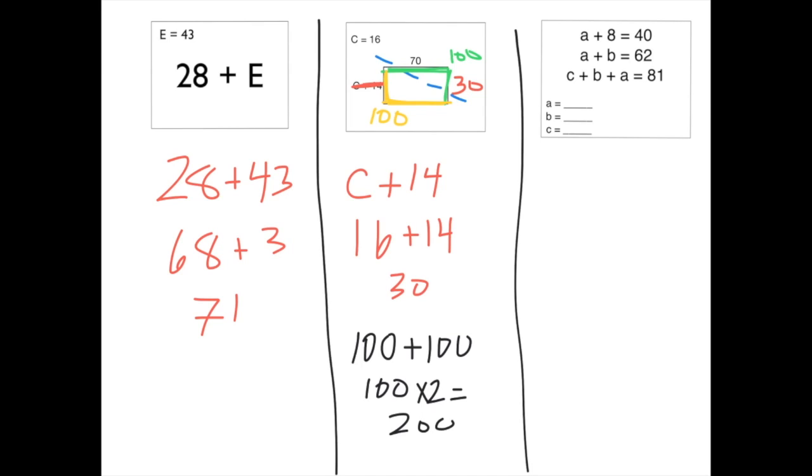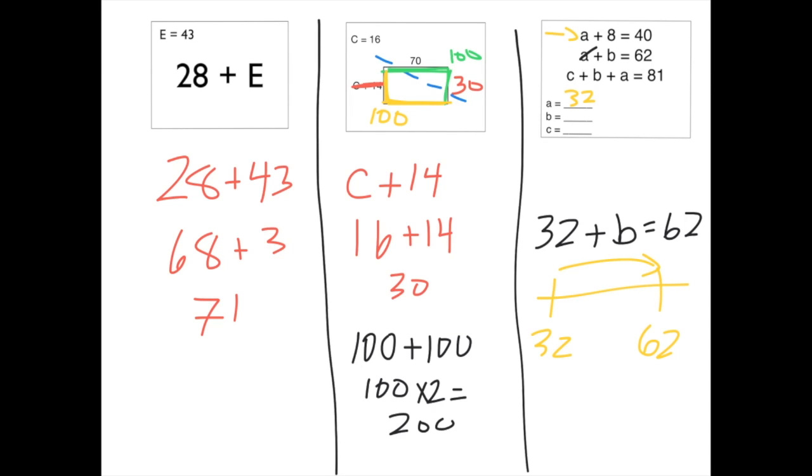So with the first equation, if we solve the first equation, a plus 8 is equal to 40, we'll get a value of 32 for a. And then this, in turn, will help us solve the second equation. So if I replace a in the second equation with 32, I get 32 plus b, which is equal to 62. And in this case, the difference between 32 and 62 is 30. So the variable b has a value of 30.